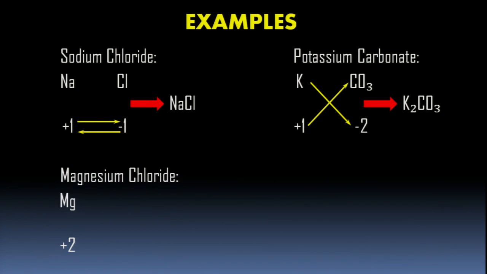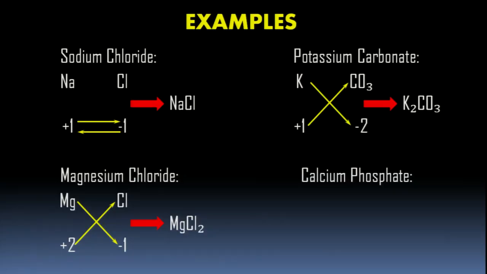Then comes magnesium chloride. Magnesium has valency plus 2, chloride has valency minus 1. Then swapping, crisscross. Mg will have 1 and Cl will have 2. It will become Mg, because Mg is taking the valency of Cl, that is 1. For 1 you are not supposed to write anything. Then comes Cl2. If you see it carefully, you will understand very easily.